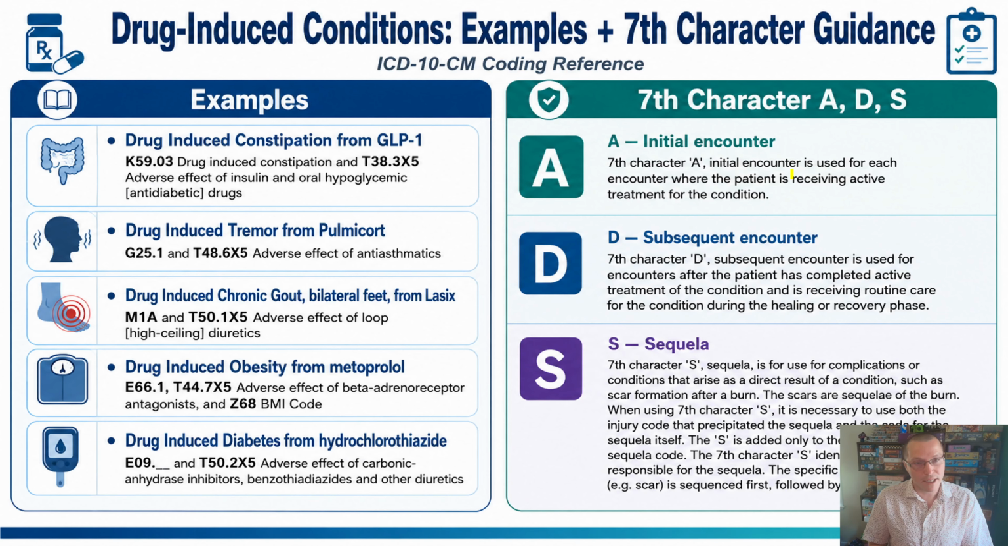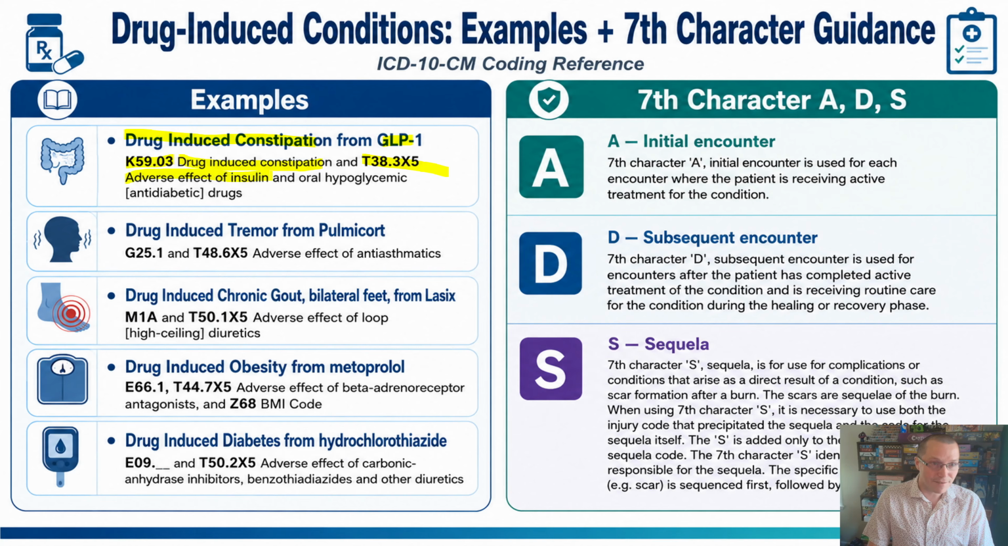So here are some common examples to help everyone out with this. Drug-induced constipation with GLP-1s is a very common side effect that you'll see these days, so you will report that with a K59.03, drug-induced constipation. And then this is kind of a gray area right now, so I'd love for providers to message AMA about it, but right now the best code to use for it is T38.